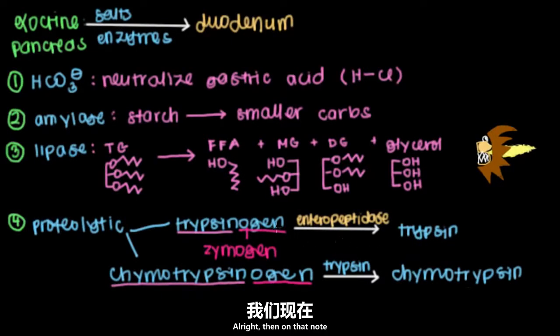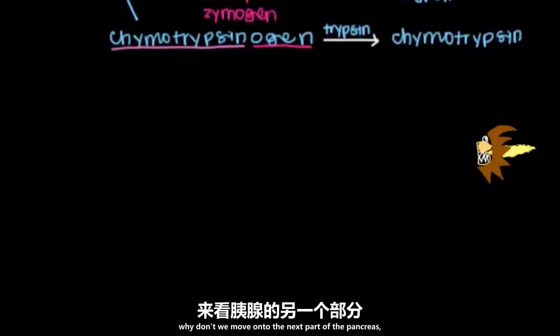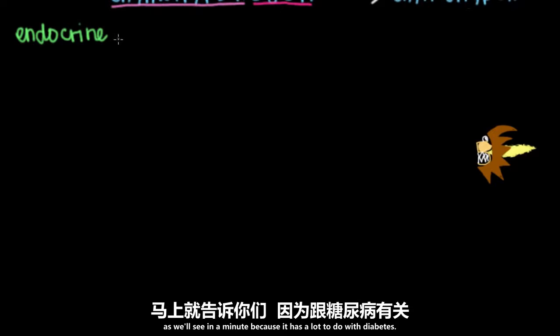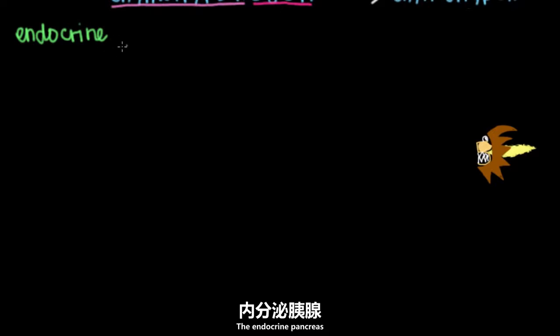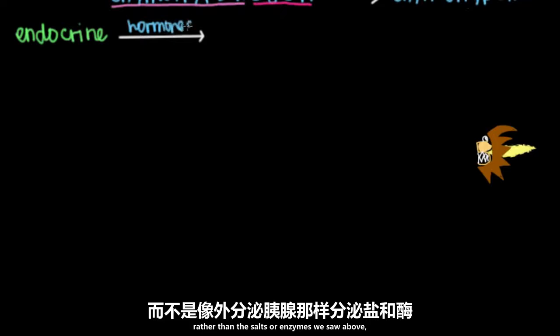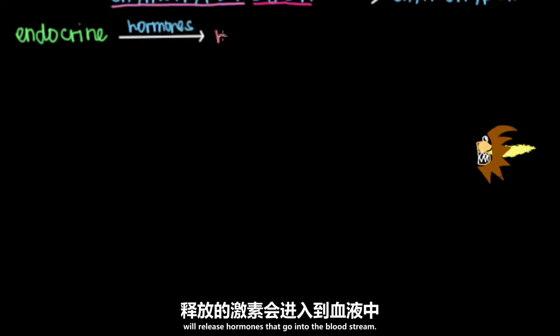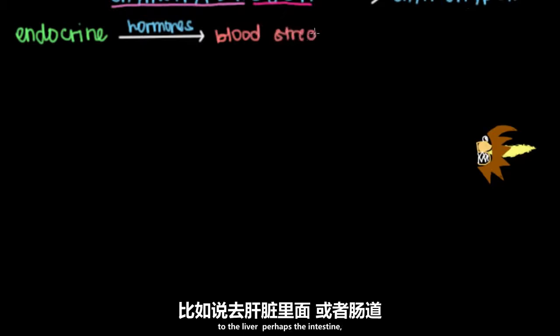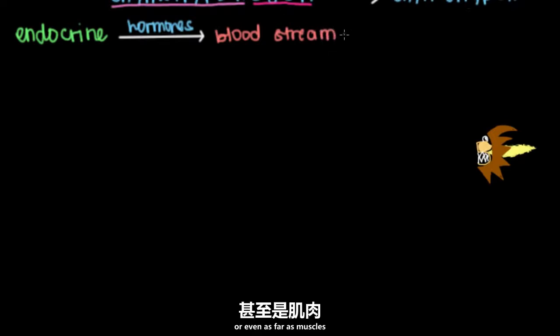All right, and then on that note, why don't we move on to the next part of the pancreas, which is known as the endocrine pancreas. And this is actually the part of the pancreas that is the most famous. We hear the most about this, as we'll see in a minute, because it has a lot to do with diabetes. The endocrine pancreas will release hormones, rather than the salts or enzymes we saw above, hormones that go into the bloodstream. And they will move on elsewhere throughout the body to the liver, perhaps the intestine, or even as far as muscles to cause things to happen.